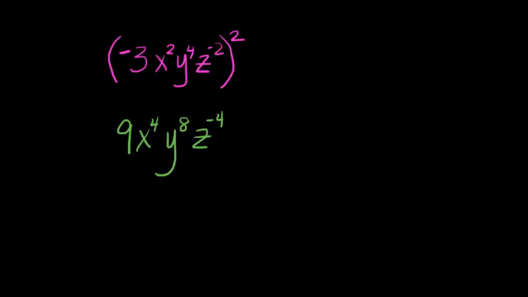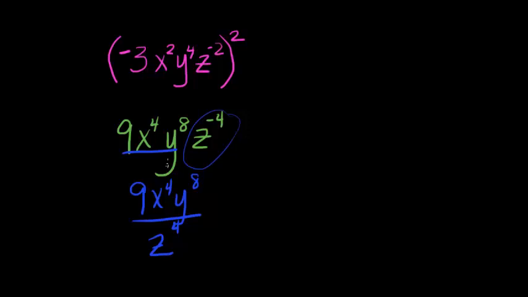Do you see why this is not simplified? This is simplified. So we put 9 x to the 4th y to the 8th all over z to the 4th, because when we take the reciprocal of the negative exponent, it becomes a positive. That's it for raising a power to a power.